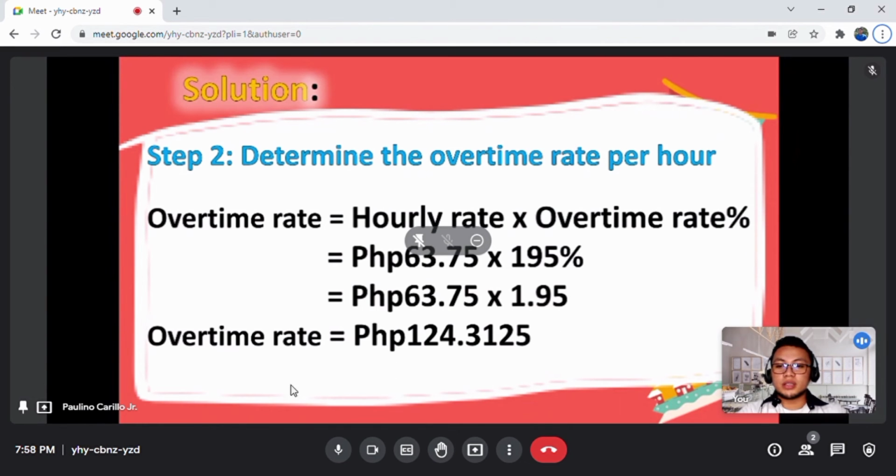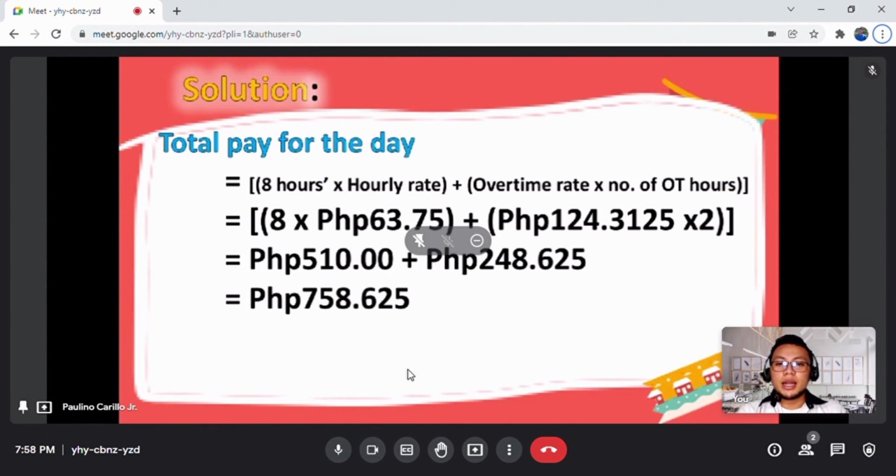This overtime rate is now the overtime rate per hour of Myrna during her rest day, which falls on this special day. Now, let us solve for her total pay during that day. Again, 8 hours times the hourly rate plus the overtime rate times the number of overtime hours.